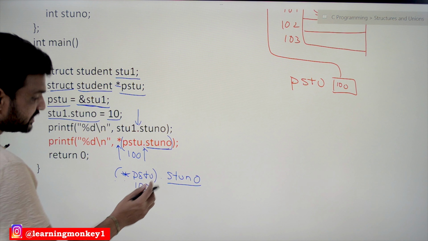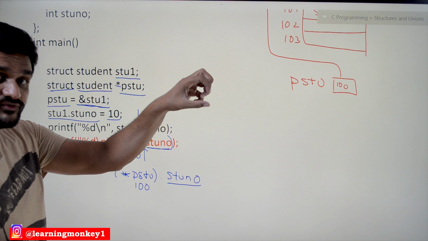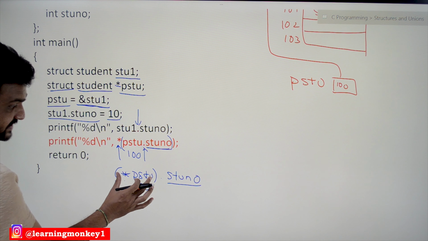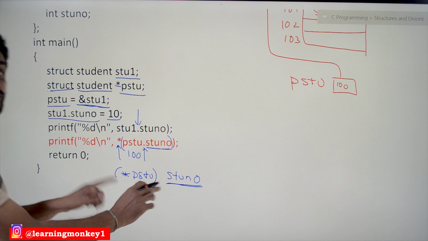Now what it will do, starting from this location, where the stu number value is, that location, that value we are going to extract. So get the value *pstu means get the value that is stored where this pointer is pointing to. Which member's value? It is stu number's value.